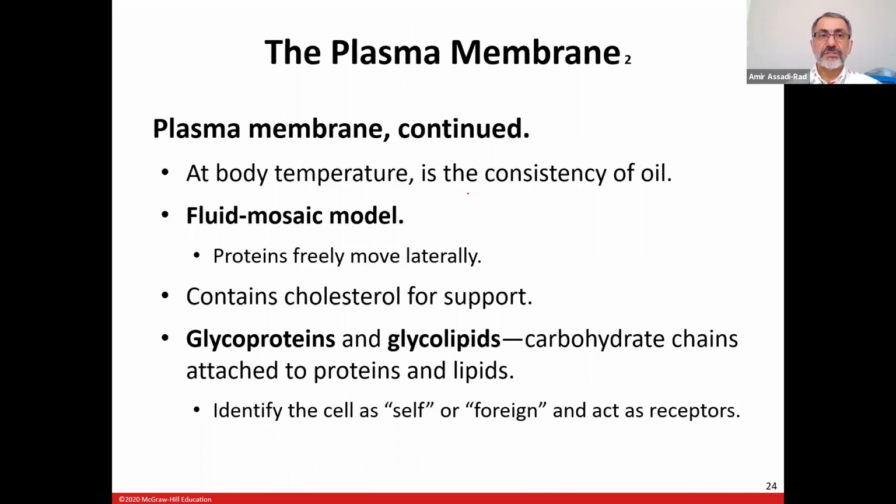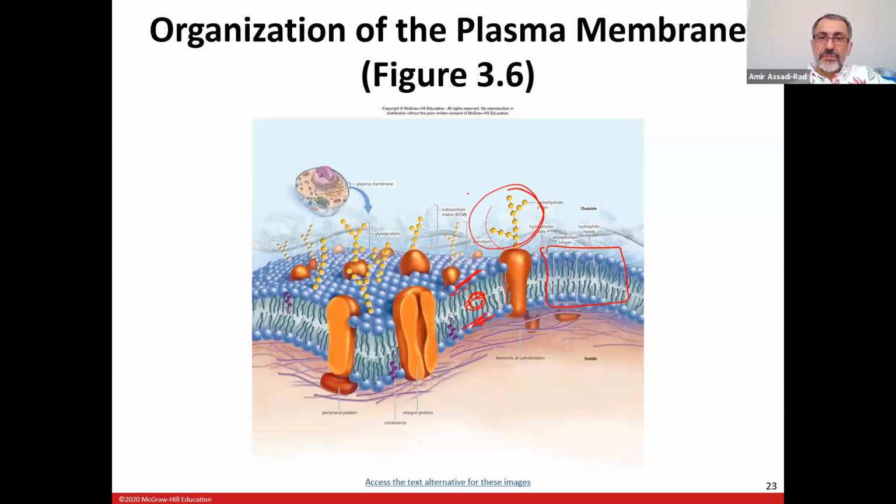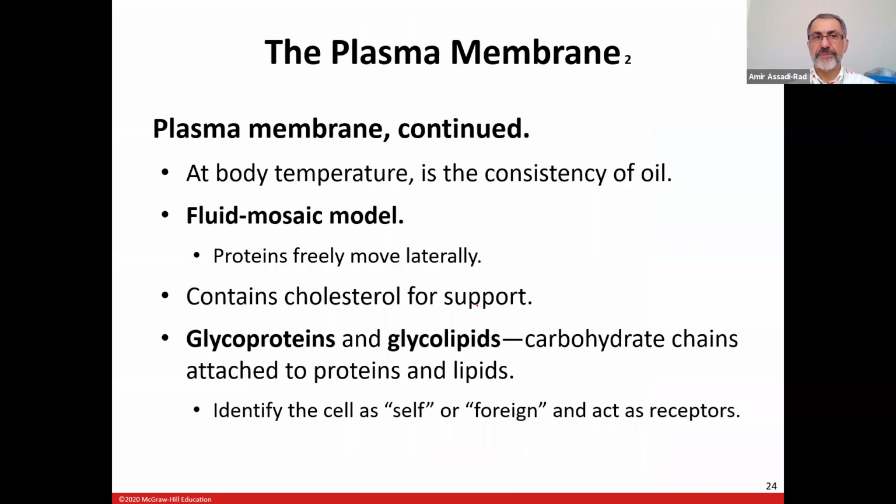Okay, plasma membrane continued: at body temperature it consists of a fluid mosaic model. So what is the fluid mosaic model? It says that these protein molecules here do move around, and these phospholipids do move around here. They're not fixated like the mosaic in your house. If you look at the tiles in your house, that's what mosaic means. They're fixated, they do not move around. But that's not the case with these protein molecules. They do move around within the phospholipid bilayer. That's why they got the name fluid. Fluid means they do move around, mosaic model.